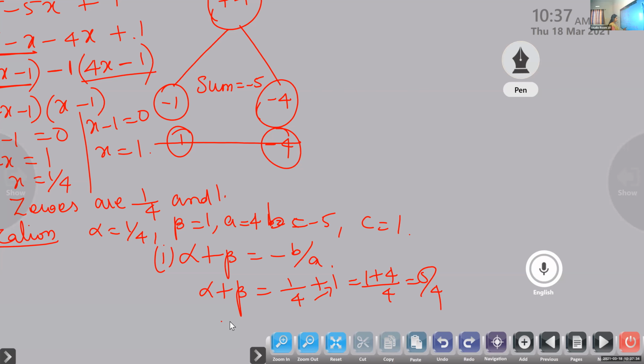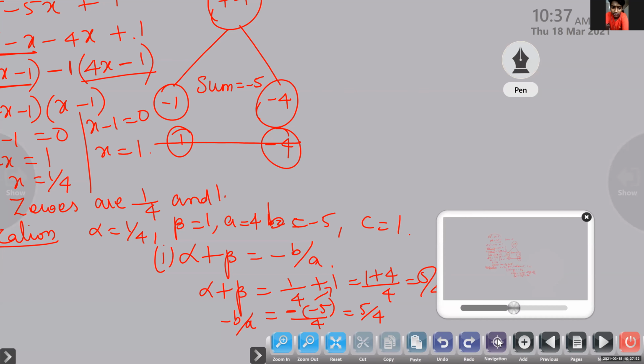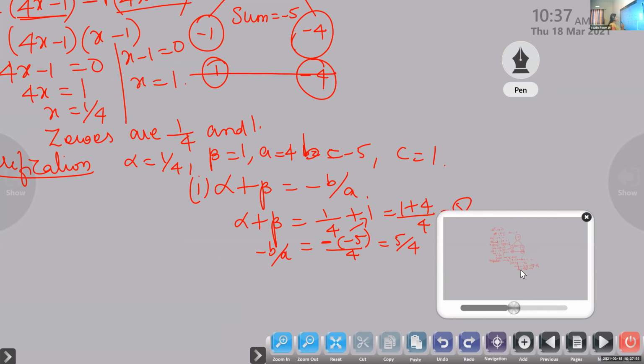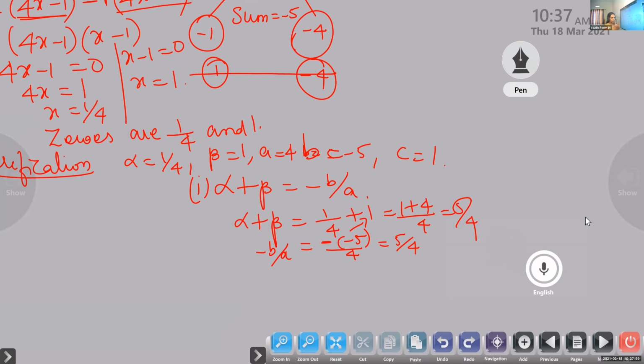Find the other side, minus b by a. So it is minus of minus Ma'am, can you move the screen to the left side? Yes. Children, you have to do it and you have to check. Because this is a similar question we are doing. Don't copy it exactly from the board. You have to do it and check the answer.